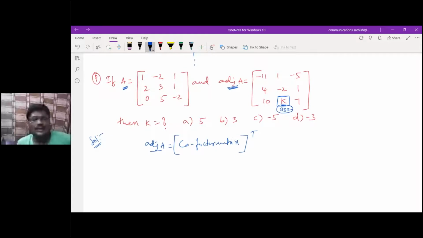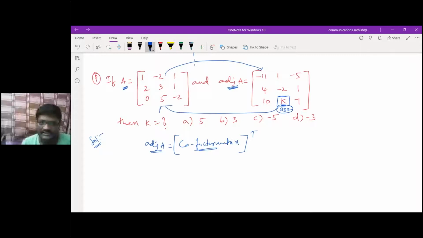And you know that the adjoint matrix is the cofactor matrix transpose. That means from the given matrix, this is the transpose of that one. But you want the value of this one. If you want the value of K from this, which element do you need to take? This is A32, which means this is a transpose. Then again you need to do the transpose of this, or not? Yes or no? Yes.